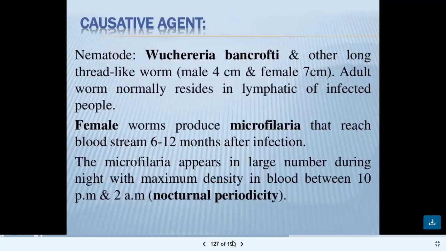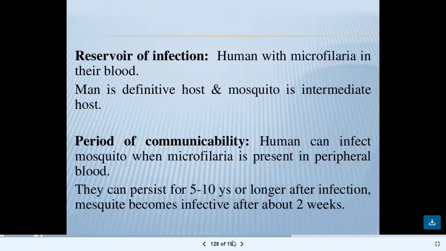The causative agents are nematodes, long thread-like worms. The adult worm normally resides in the lymphatics of infected people. Female worms produce microfilariae that reach the bloodstream 6 to 12 months after infection. The microfilariae appear in large numbers at night, with maximum density in blood between 10 p.m. and 2 a.m. Reservoir of infection: humans with microfilariae in their blood. Man is the definitive host and the mosquito is the intermediate host.